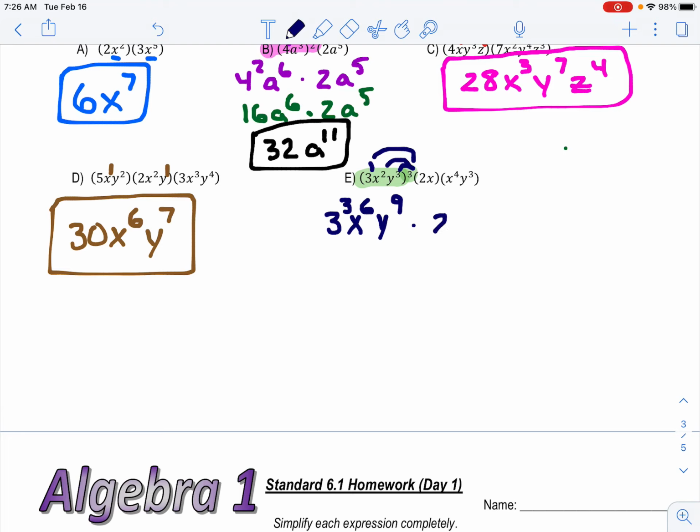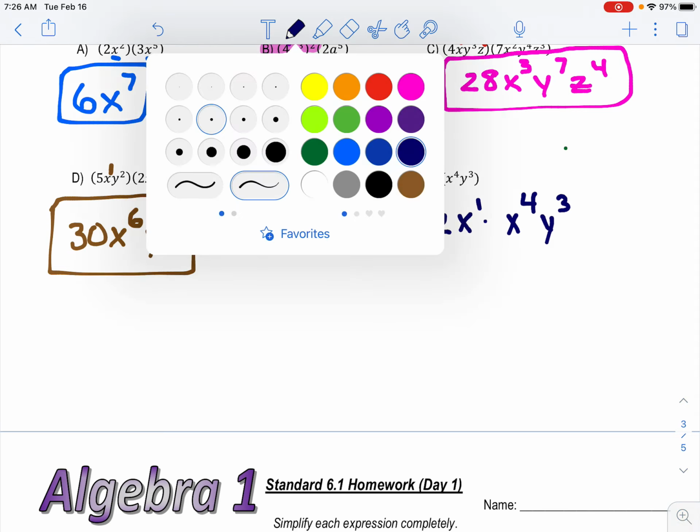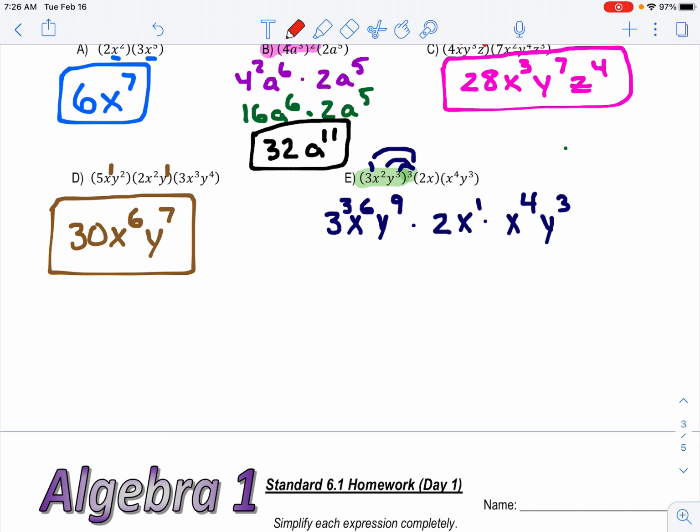I'm going to copy my next part. I have a 2x, and I'm going to put a 1 there so I know it's there. And then I'm going to copy the last part. I have x^4, y^3. All right, I am going to rewrite this again and clean it up. So let me switch colors. 3 to the 3rd, 3 times 3 times 3, if I put that on a calculator, was 27. I'm going to copy my x^6 and y^9. I'm going to copy times 2x^1, and I'm going to copy x^4, y^3.